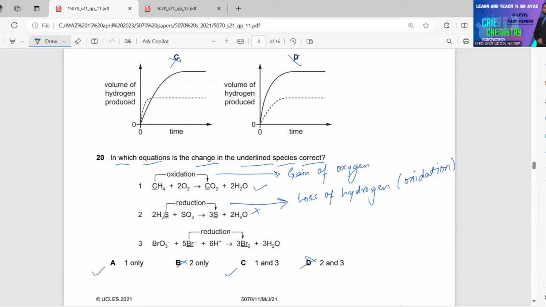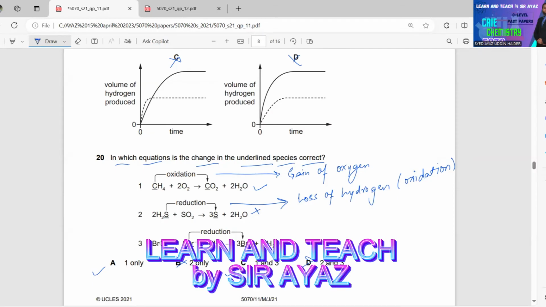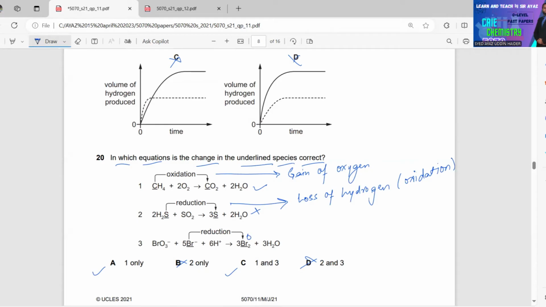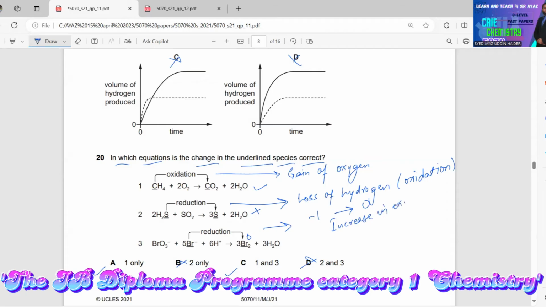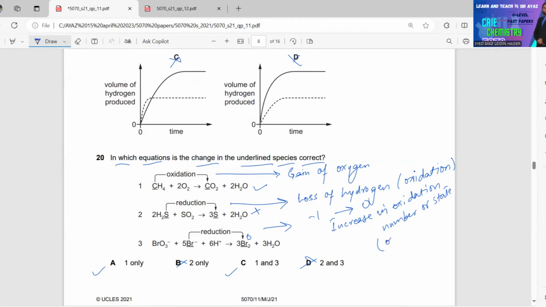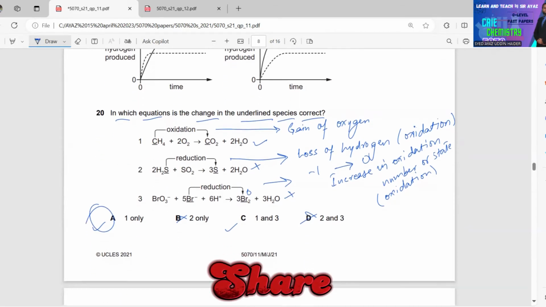What about number 3? So Br minus gives Br2. What is the charge or oxidation number on Br2? It must be 0. So it's moving from -1 to 0, which means increase in oxidation number or state, which is oxidation, not reduction. So this is also incorrect. So A must be the right answer in this case.